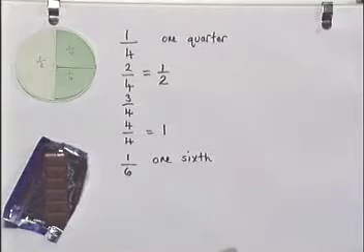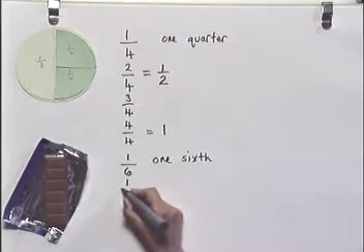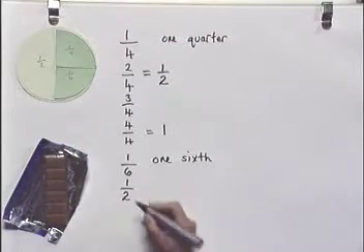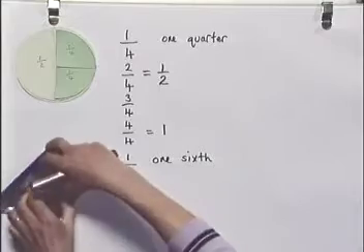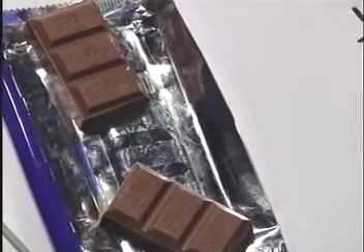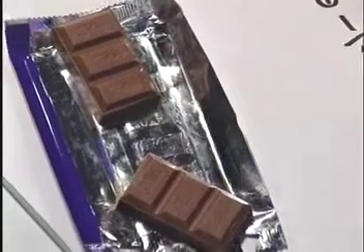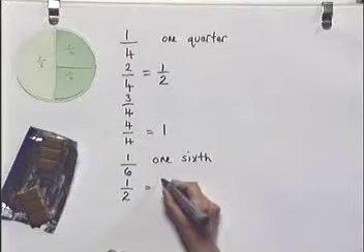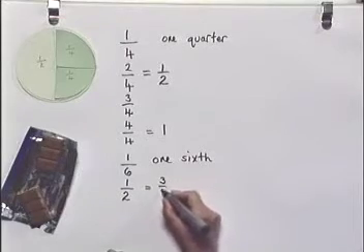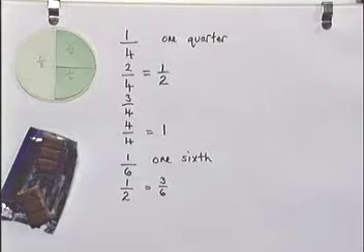Now, let's say I'm going to share my bar of chocolate with the cameraman. So I want to divide the bar of chocolate into 2 pieces. So if I do that, we're each going to have 1, 2, 3, 6. So 1/2 is exactly the same as 3/6.